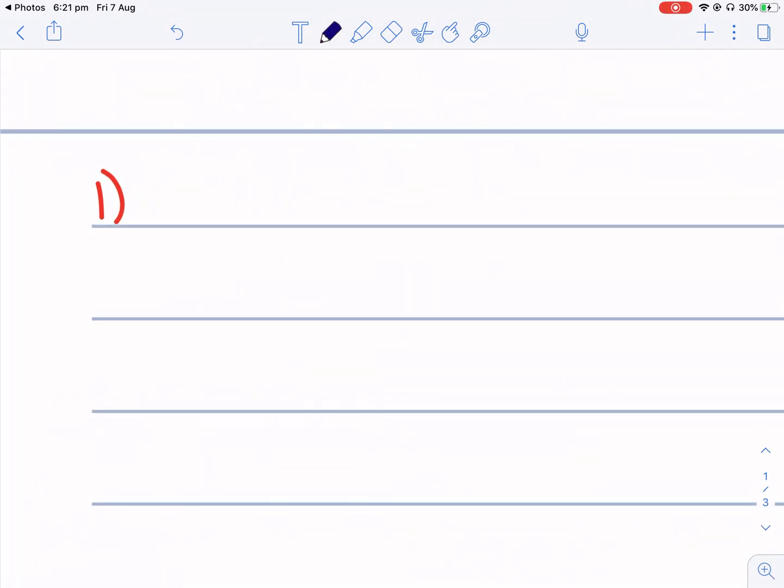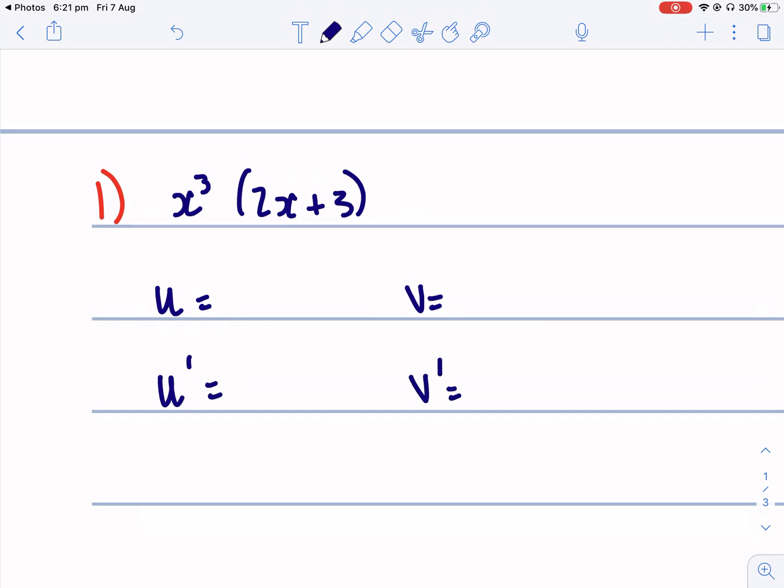All right, we're doing the product rule now. x cubed times 2x plus 3. I'm going to do the first lot of these really structured. I'm going to write u, v, u dash, v dash. When I say dash, that's derivative. Technically, I should be saying u prime. So u is going to be x cubed, so u prime is 3x squared, v is 2x plus 3, so v dash is 2.